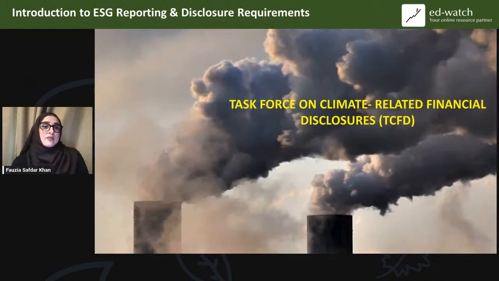TCFD. It's Task Force on Climate-Related Financial Disclosures. As I mentioned, ISSB has used a lot of work from TCFD. This is the abbreviation, actually: Task Force on Climate-Related Financial Disclosures. I am sure by the name you can see that this is something related to climate, and those climate-related disclosures you have to define in financial terms, right?